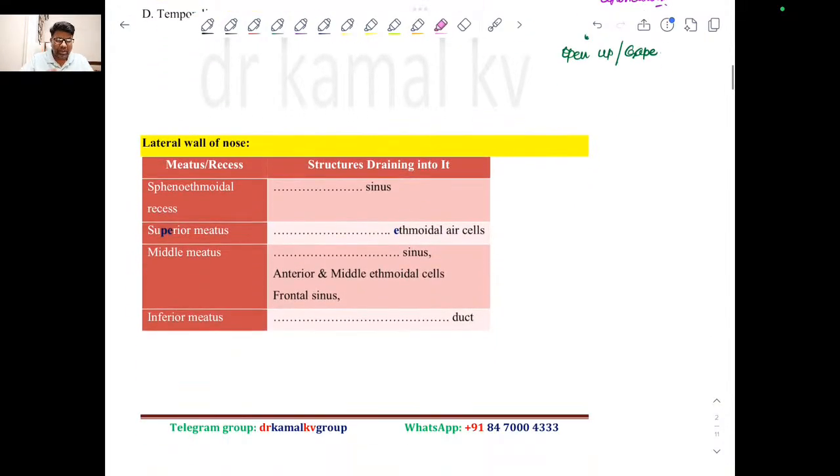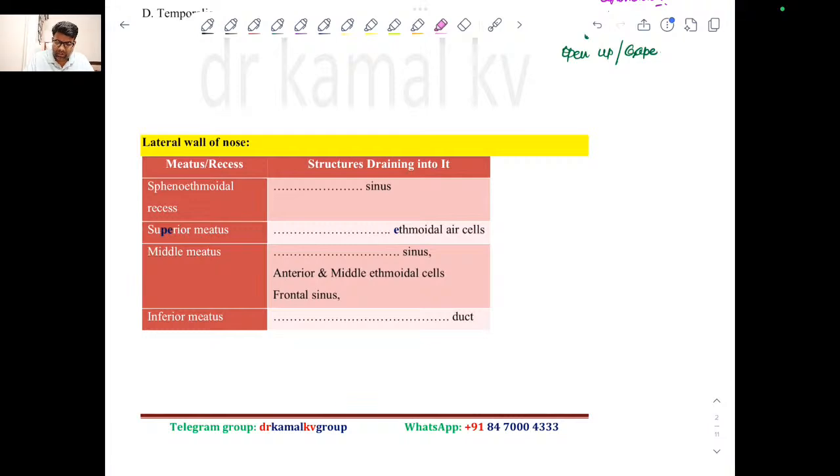Now moving forward to another very important topic, lateral wall of the nose. Here you should know in which meatus which sinus is opening. So what are the openings and in which meatus? That you need to know.